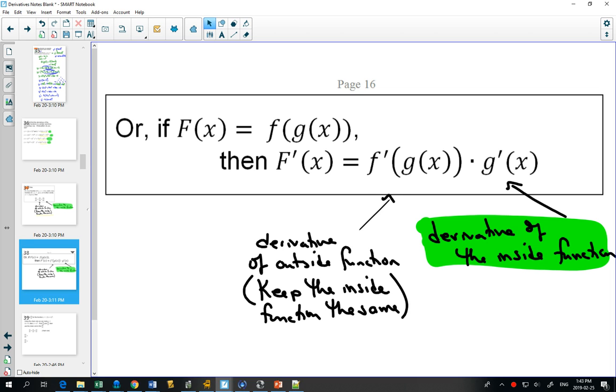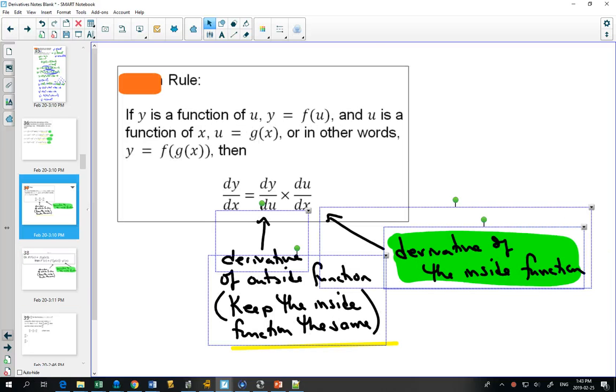Excellent. I think in this notation, you can see the derivative, f, as being the outside function. We do the derivative of f, and we keep the inside the same. This notation, I think, really highlights that the inside stays the same, multiplied by the derivative of the inside function. So of these two notations, I prefer this one as far as being able to understand it. I find the Leibniz notation is a little bit harder for students to see right away and understand.